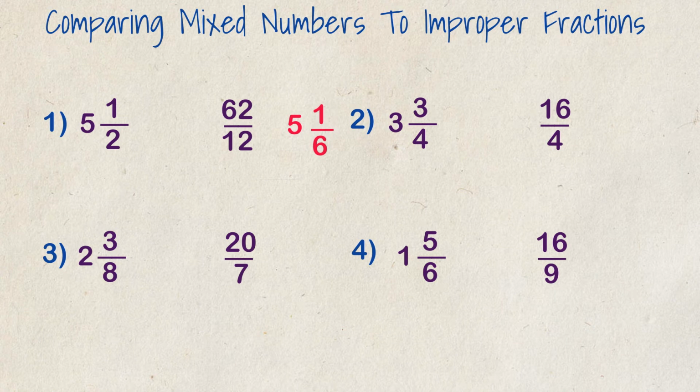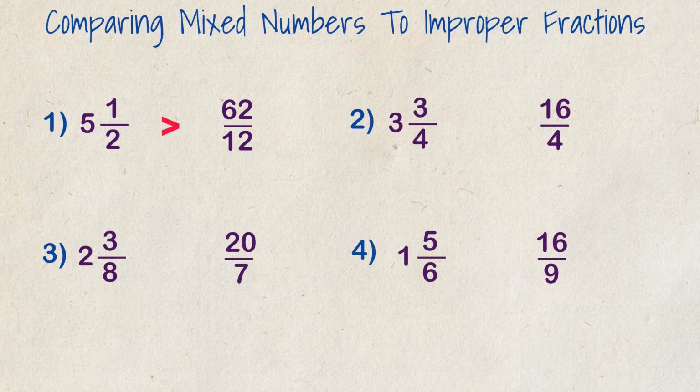I know that 1/2 is greater than 1/6, but just to test it out, you could multiply 1 times 6 and get 6. Then multiply 2 times 1, you get 2. 6 is greater than 2, so therefore 5½ is greater than 62 over 12.